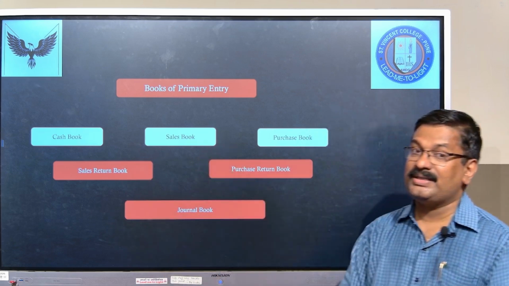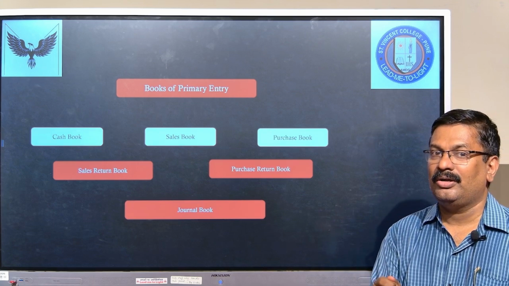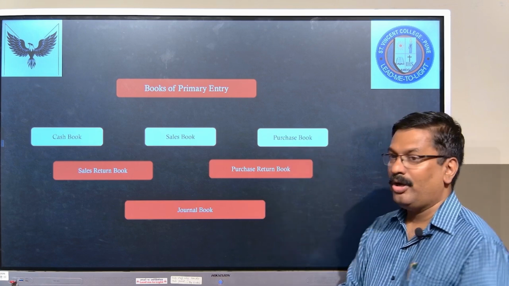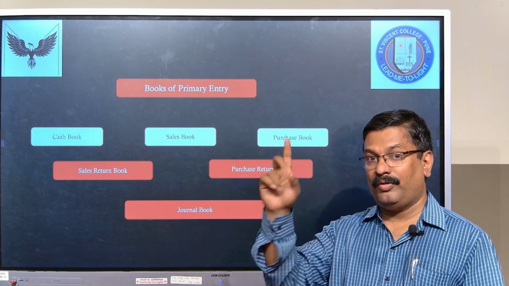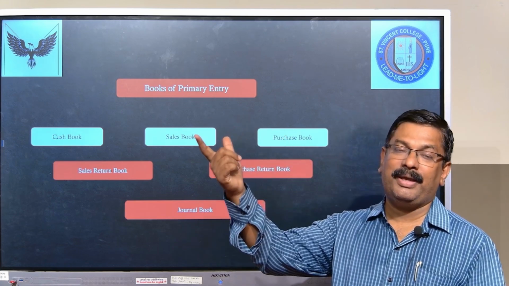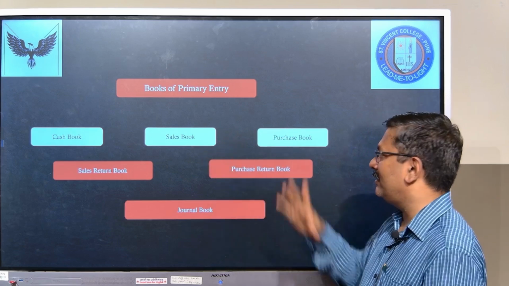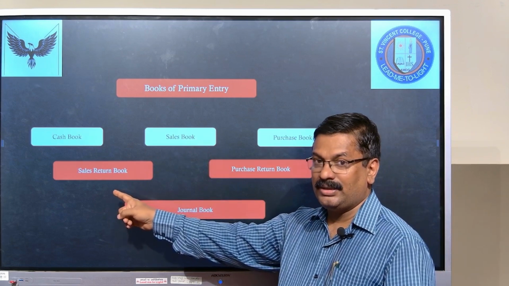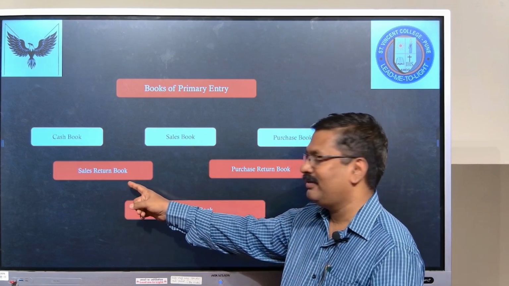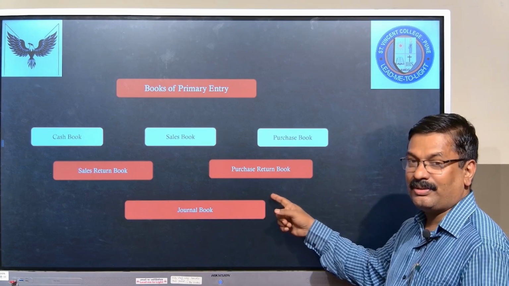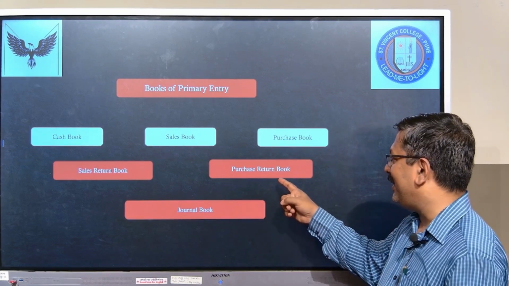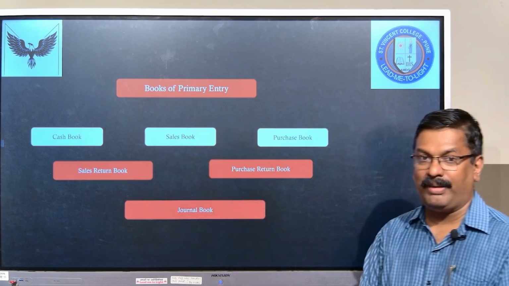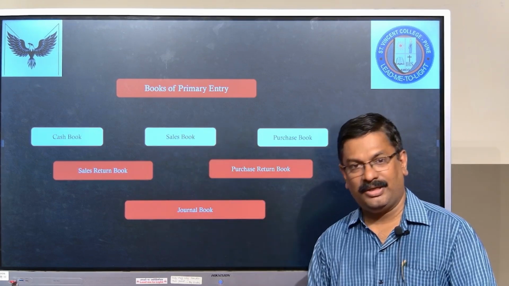All types of credit sales, where I have sold goods not for cash but with the understanding that it will be paid later, go to the sales book. In the same way, all purchases done for resale, where I will be paying the supplier later, will come under the purchase book. Similarly, if a credit sale is returned, I sold the goods but they have come back, it goes to the sales return book. If I purchased goods but returned them, it goes to purchase return. Now, if a transaction is not covered by any of these five books, it will come in the journal book.